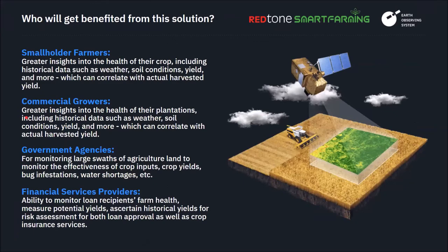Now we look into who are the beneficiaries of this solution, a platform like EOS crop monitoring. Who could be the beneficiaries of this platform, or whom can we focus on to provide advisory, or to give out the benefits, the data, or the report of advisory? So we have summed up four types of beneficiaries: smallholder farmers, commercial growers, government agencies, and financial services providers.